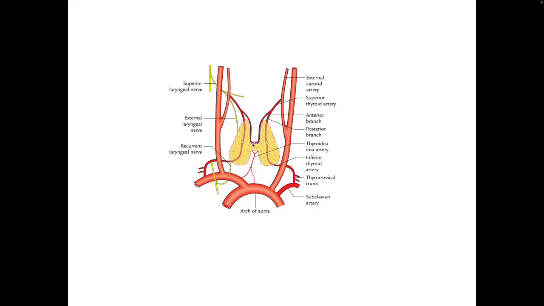Isthmus, the upper border of the isthmus is related to anastomosis between the anterior branches of both the sides. Inferiorly, there are veins present or thyroidea ima artery. We will come to this artery, and it is usually covered by second or third ring of the trachea. It usually lies in front of second or third ring. Okay.